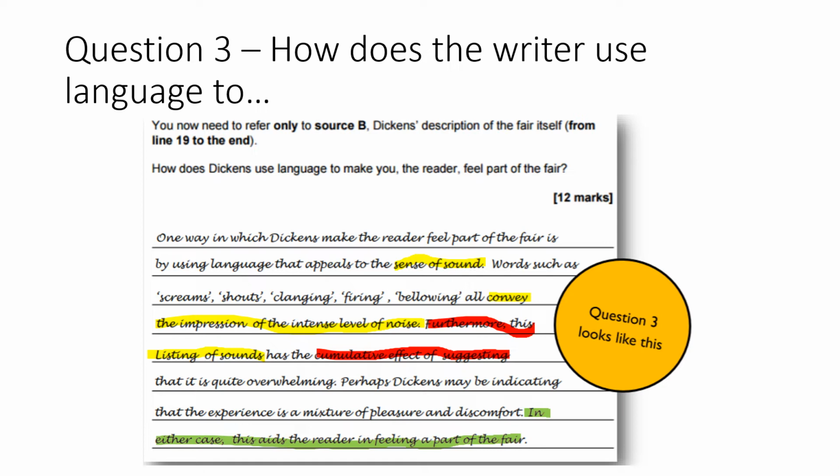Now, what I always tell you, remember what, how, and why. So what have they used? The sense of sound or the listing of sounds. How have they used it? Well, they've used it to suggest that the fair is quite overwhelming because of the amount of sounds. And why have they used it? Well, it shows that the experience is a mixture of pleasure and discomfort, and it aids the reader in feeling a part of the fair.